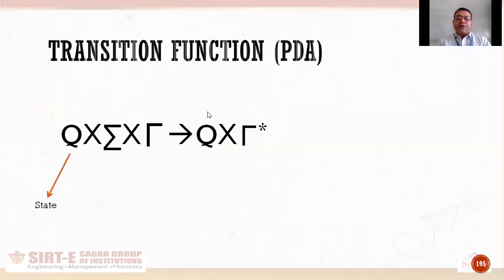Now I will talk about the transition function. The transition function of a PDA is actually a 3D mapping in which 3 things are seen for making a movement. In a finite state machine, we were only focusing on 2 things: which state we are presently at, and what input alphabet we are getting.